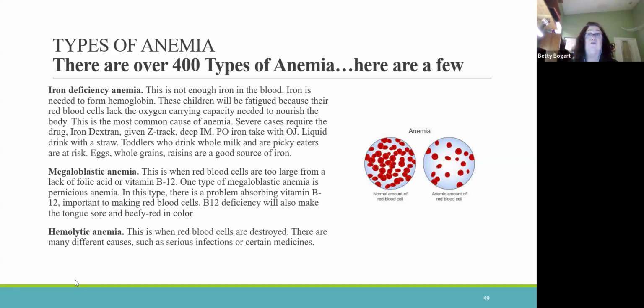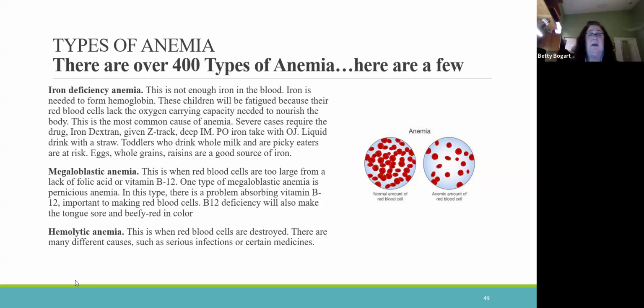And remember, their stool is going to turn black. Please tell the parents. It is scary. Now, megaloblastic anemia, B12 deficiency, you would see this beefy red tongue. And so you'd look at the tongue if you were wondering.